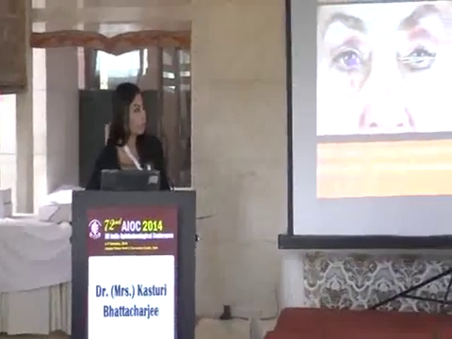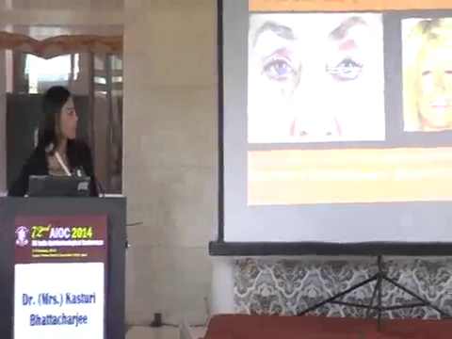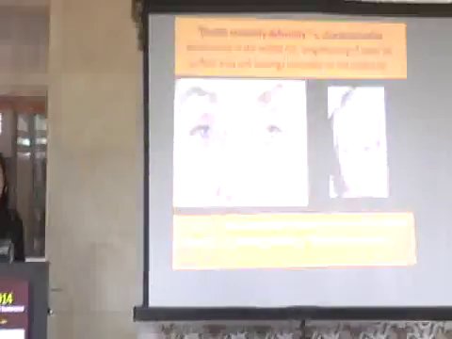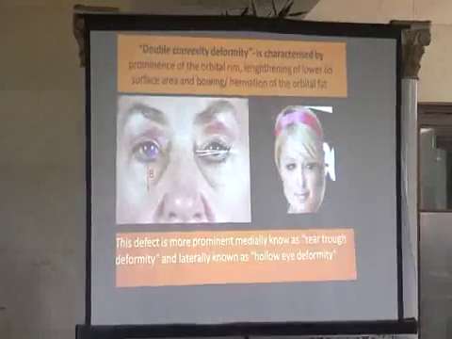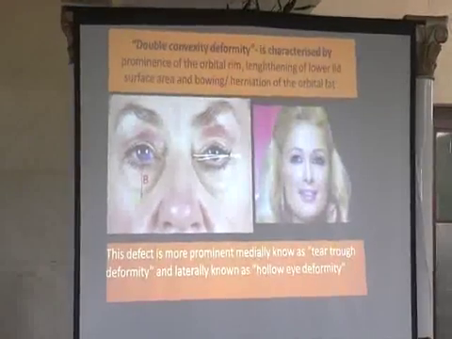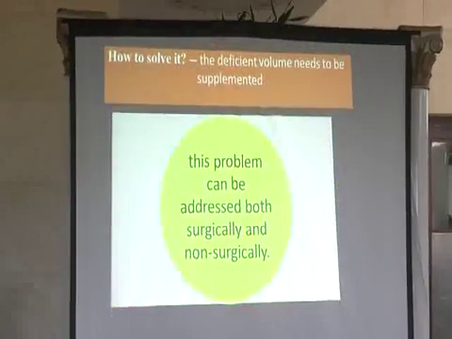We all know that aging leads to sagging of the eyelid tissue with weakening of the orbital septum, thereby producing the classic double convex deformity. This double convex deformity is basically characterized by the lengthening of the eyelid with the prominence of the orbital rim and the herniation of the orbital fat. Thus, medially it is known as the teardrop deformity, and laterally it is known as the hollow eye deformity.